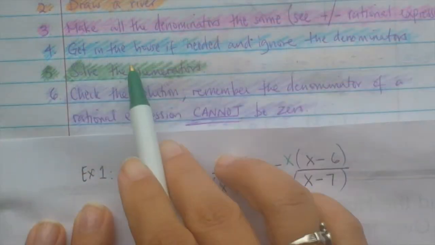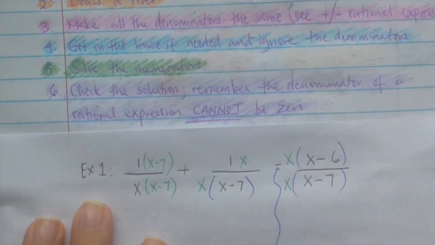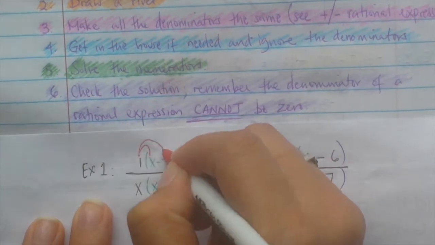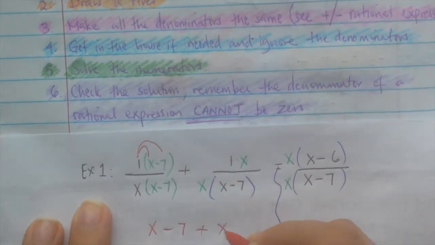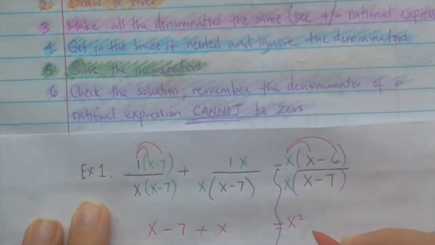Alright, then step 4 says, get in the house if needed and ignore the denominator. So we're going to get in the house. Now this is where you guys mess up with the sign. So 1 times x is x, negative 7. And this is a plus, but sometimes it can be a minus, so be careful. So that's just plus x equals x squared minus 6x.